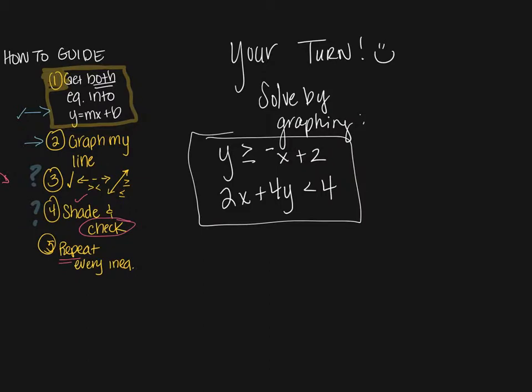Your turn. Let's have you solve this. I would like you to solve this system by graphing, going through the same 5 steps that I did with mine. You're solving the system. Make sure that you have this copied down correctly. Y is greater than or equal to -x plus 2, or 2x plus 4y is less than 4. And we're solving to figure out what set of solutions would work for both of these. All right, I'm looking forward to seeing your answers in class tomorrow.